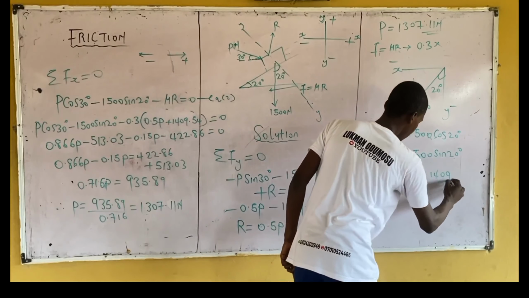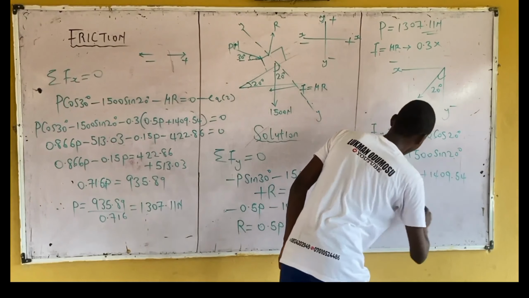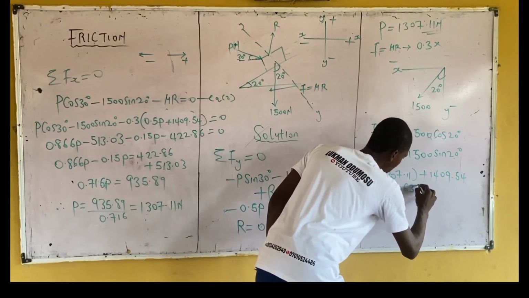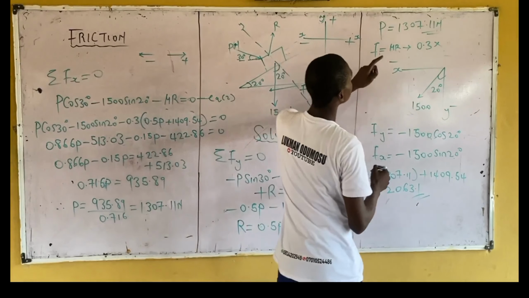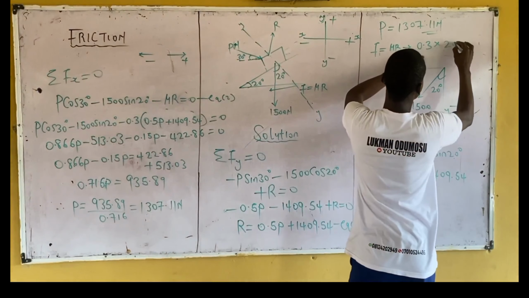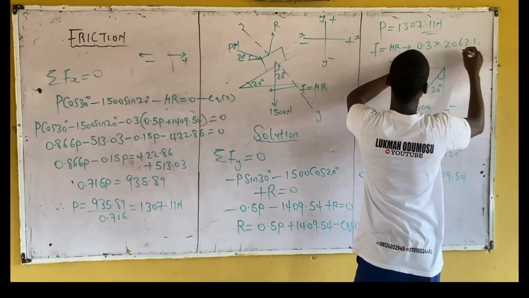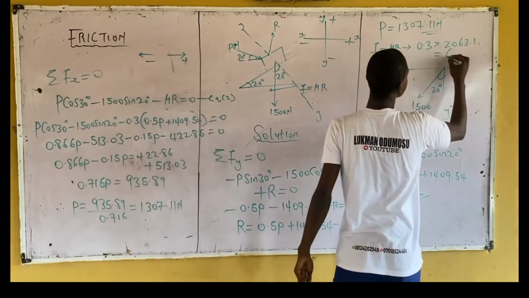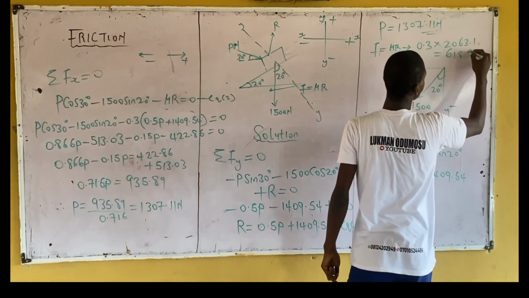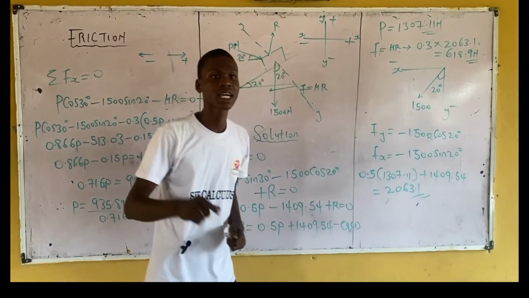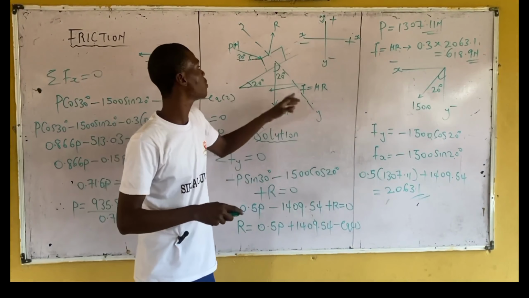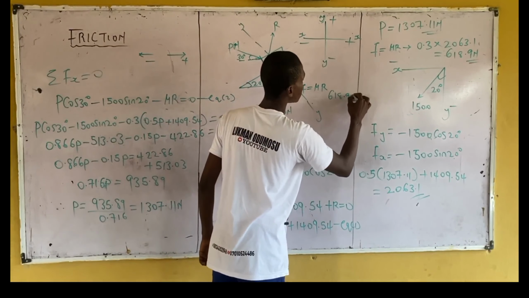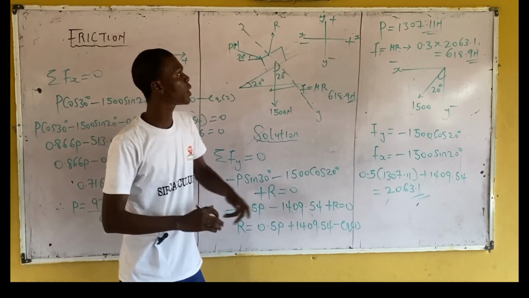What's the answer? This is equal to 2063.1. So this is the value of your R, meaning that 0.3 times 2063.1. What's the answer? What do you call it? 618.9 Newton. So what this means is that the maximum value of this frictional force is what? 618.9 Newton.